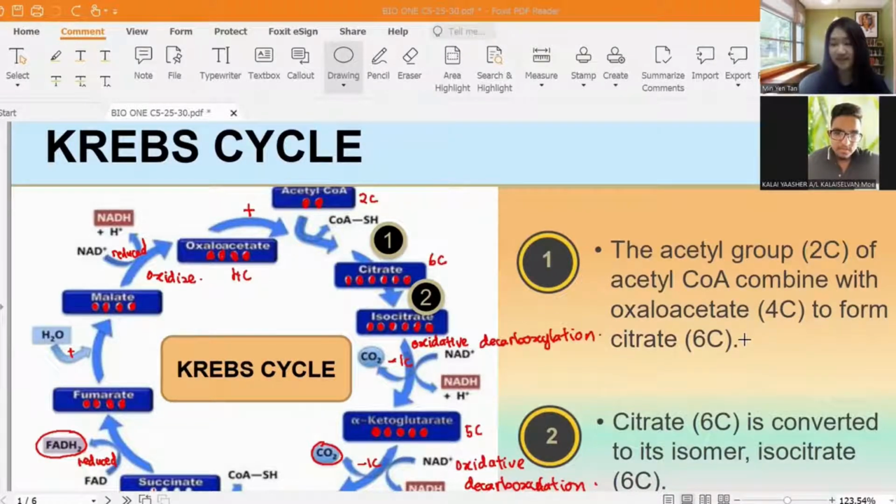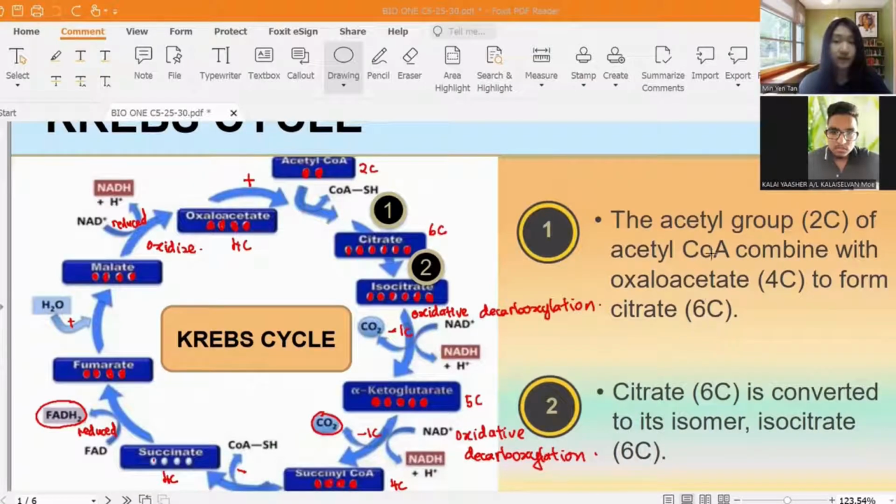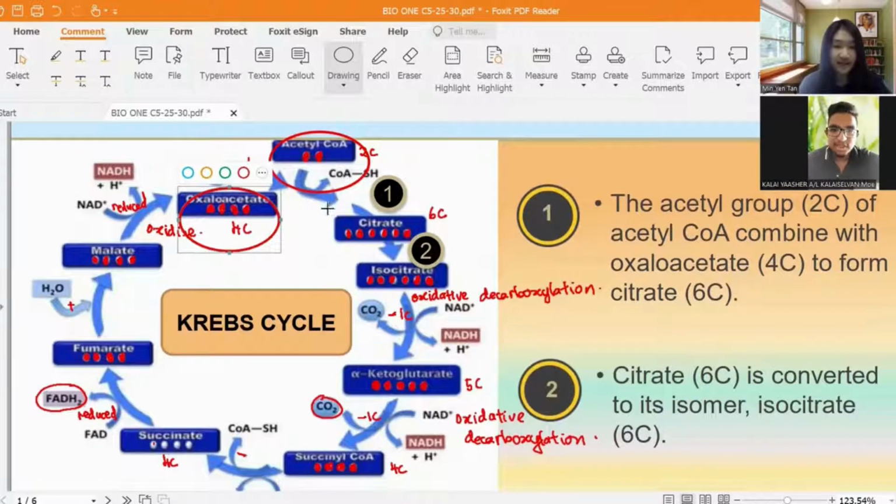Without delay, I will start my explanation now. The Krebs cycle starts with acetyl-CoA. The acetyl group of acetyl-CoA will combine with oxaloacetate to form citrate. The acetyl group is 2 carbon. Then the oxaloacetate is 4 carbon. So what do you think about the number of carbon in citrate? Is it 6 carbons? Yes, it's 6 carbon. Here you can see citrate has 6 carbon.